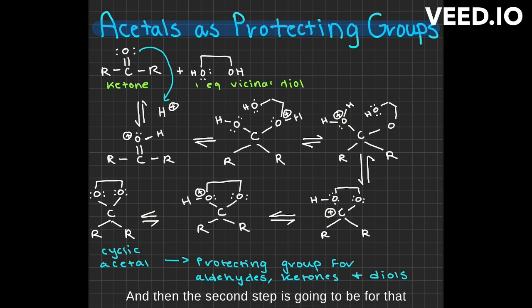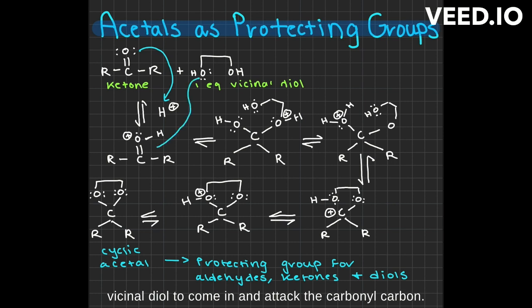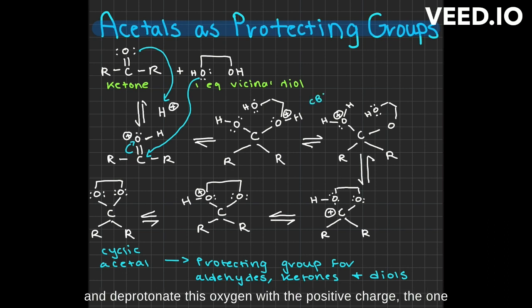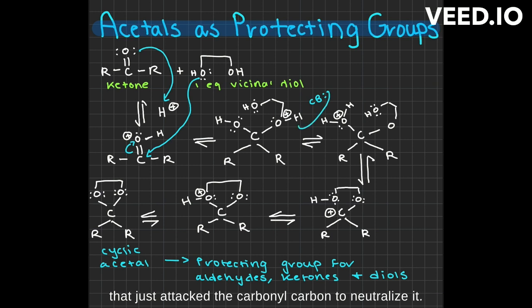And then the second step is going to be for that vicinal diol to come in and attack the carbonyl carbon. And then these pi electrons are going to push up to avoid pentavalency. And now the conjugate base is going to come in and deprotonate this oxygen with the positive charge, the one that just attacked the carbonyl carbon, to neutralize it.